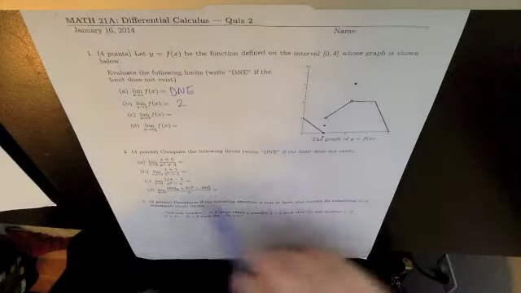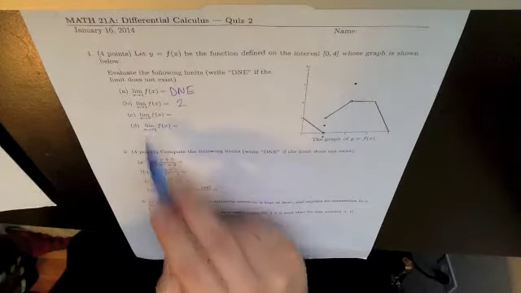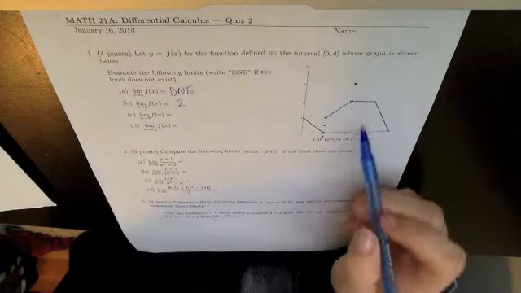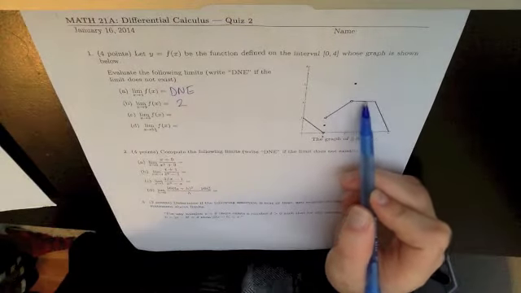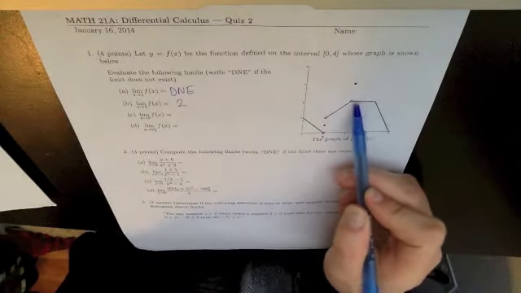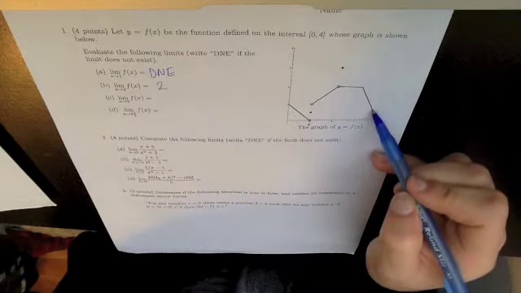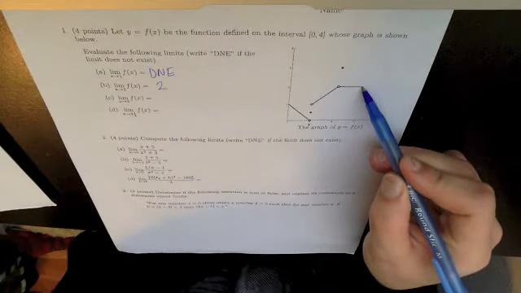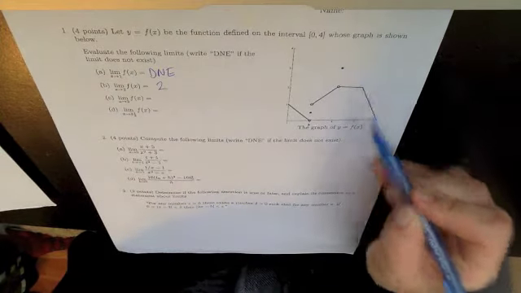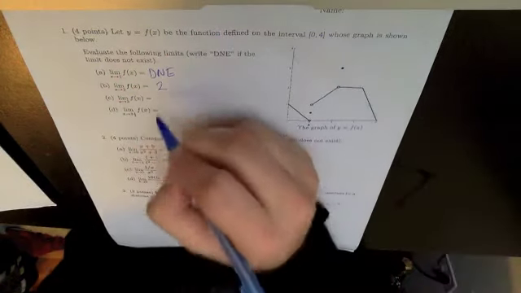Part C says the limit as x approaches 3. Now, if we move again from the negative side towards x equals 3, we stay along this y equals 2 line. And if we move along the function from the positive side, we get closer and closer to y equals 2. Thus, again, this limit does exist, and it is 2.